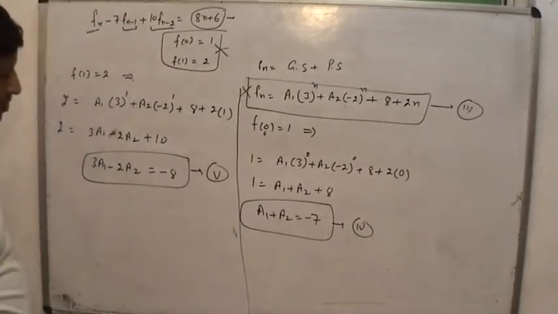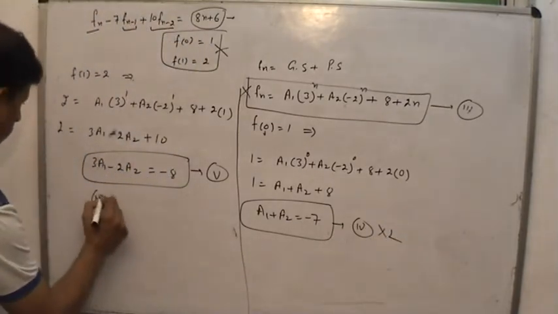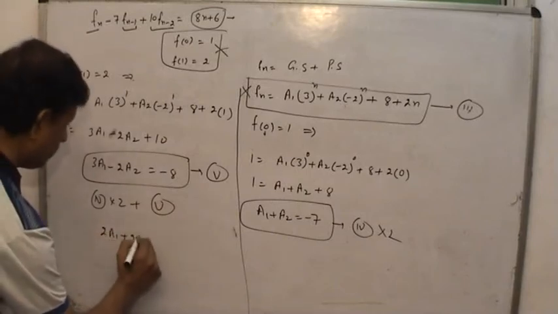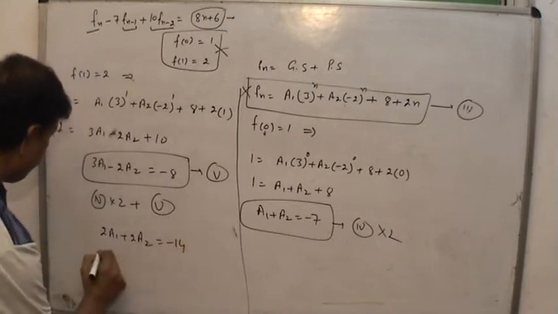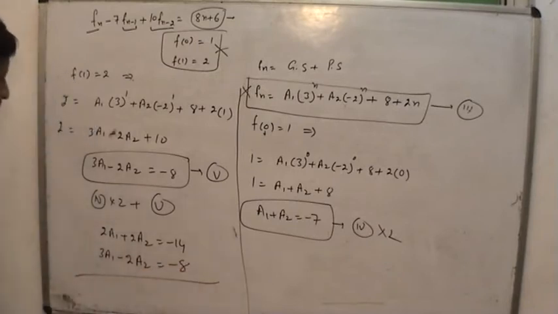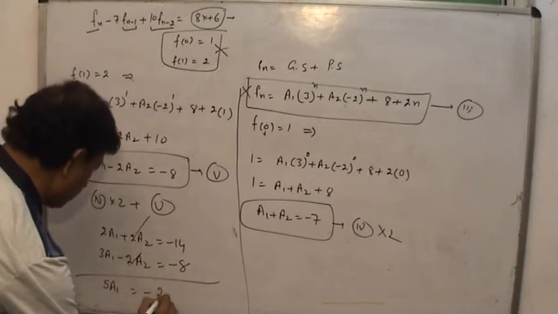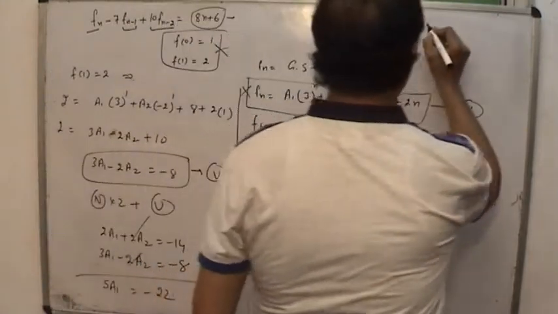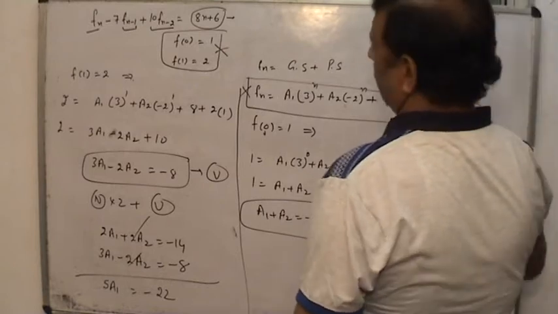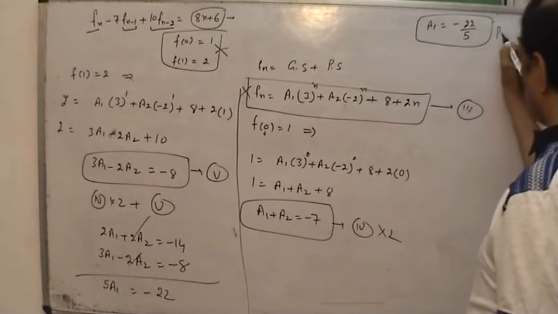Now we can solve both equations simultaneously. So multiply equation 4 by 2 and add equation 5. That is 2a1 plus 2a2 is equal to minus 14, and 3a1 minus 2a2 is equal to minus 8. It cancels, that is 5a1 is equal to minus 22. From here we get the value of a1, that is equal to minus 22 upon 5. So put it anywhere in 5 or 6 or 4. Put it in 4.